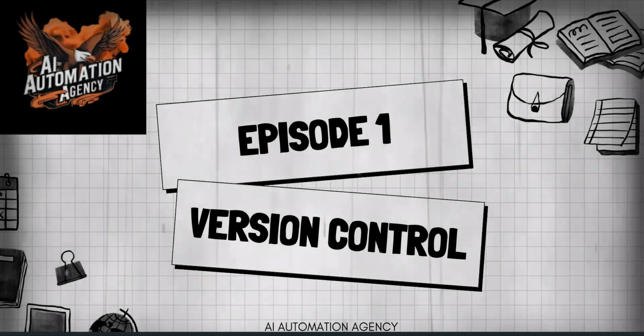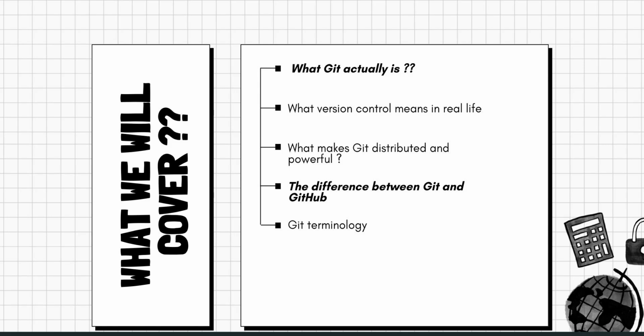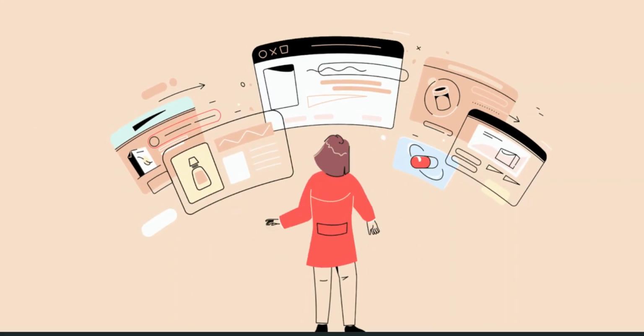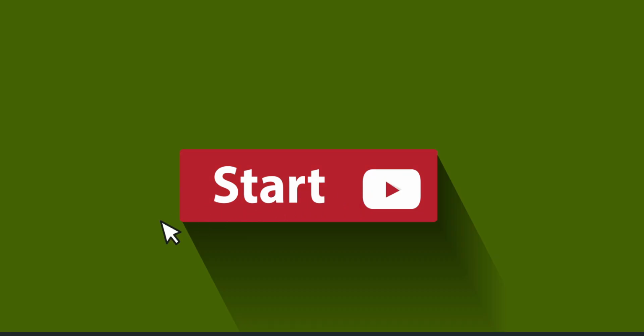In today's video, you'll learn what Git actually is, what version control means in real life, what makes Git distributed and powerful, the difference between Git and GitHub, and finally, we will break down essential Git terminology so you can speak Git like a native. By the end of this video, Git won't feel intimidating. It will feel like second nature.